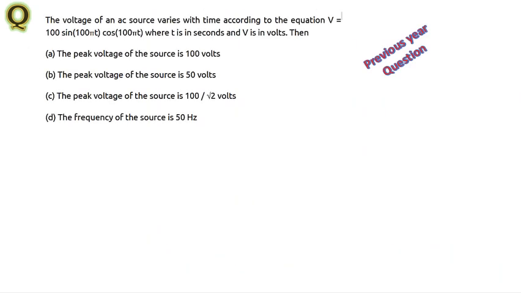A problem similar to the previous problem, but this is an old question paper problem. See here, the voltage of an AC source varies with time according to the equation V equal to 100 sin 100 pi t cos 100 pi t, where t is in seconds and V is in volts. They are asking for the peak voltage and the frequency. You just find out the peak voltage and frequency here. From this we'll confirm which one is the answer.